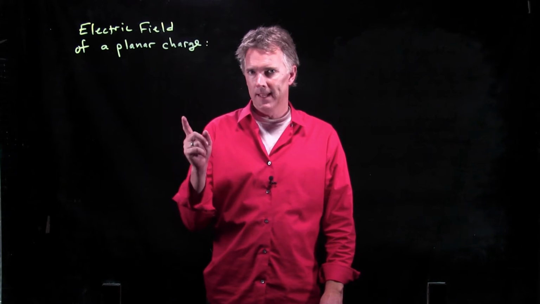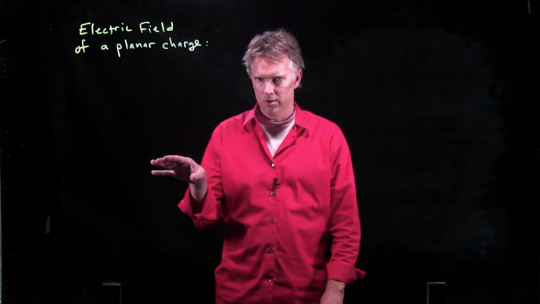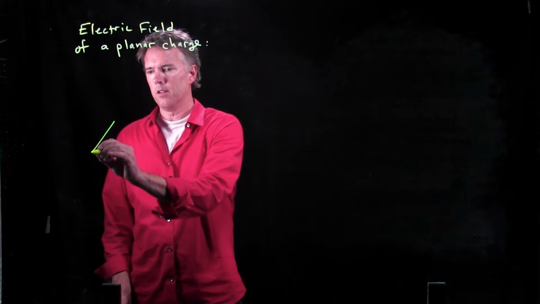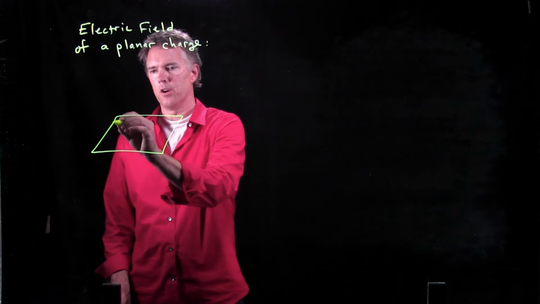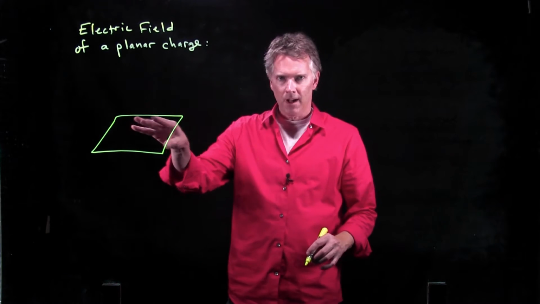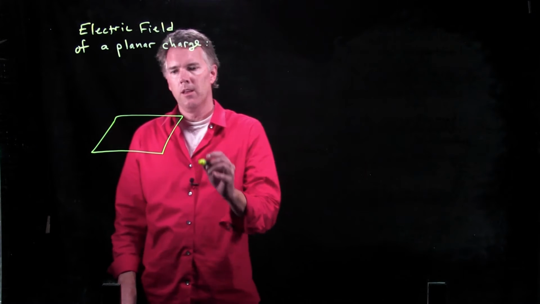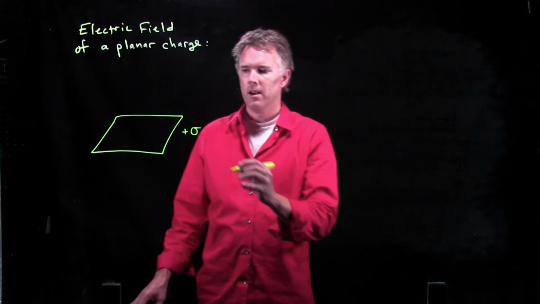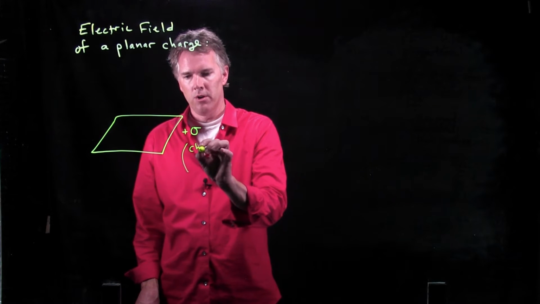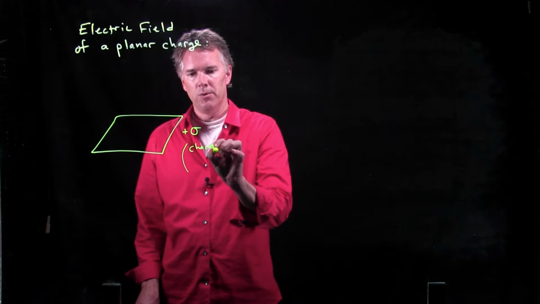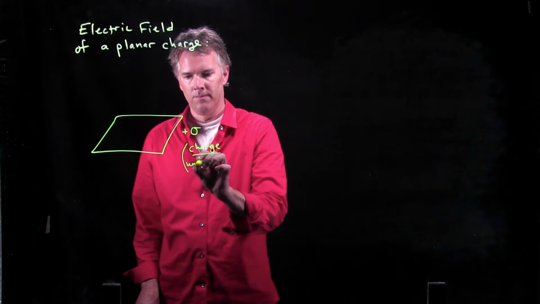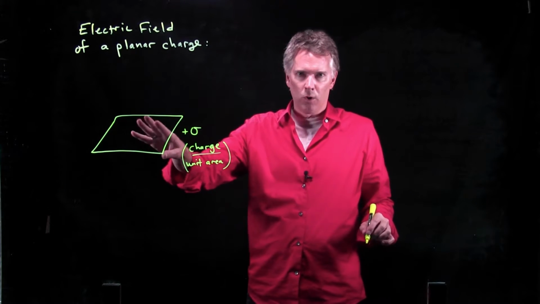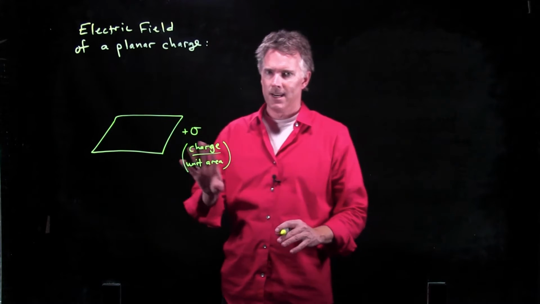Let's see if we can calculate the electric field of a planar charge using Gauss's law. So what do we mean by a planar charge? What we mean is a sheet of charge. Okay? Put a whole bunch of positive charge all over this whole thing, and let's call that positive sigma. What is that? That is charge per unit area. Okay, so just think about sprinkling a whole bunch of positive charge over that entire surface.